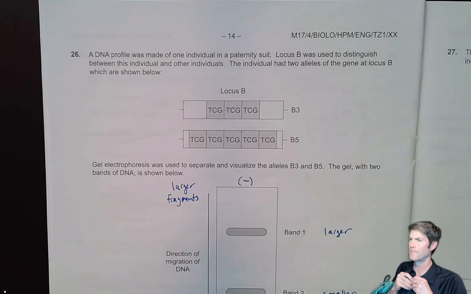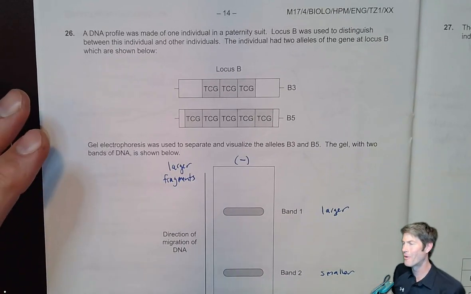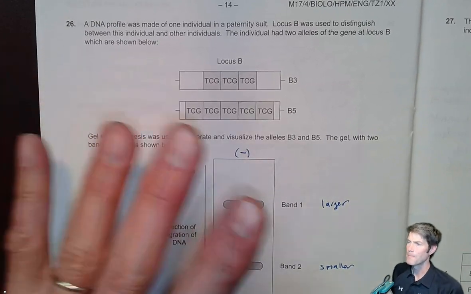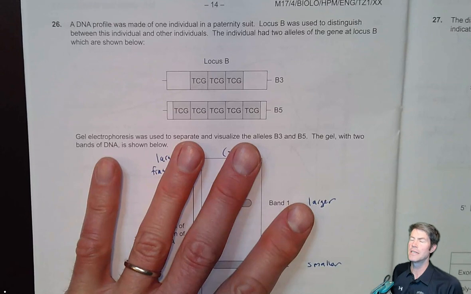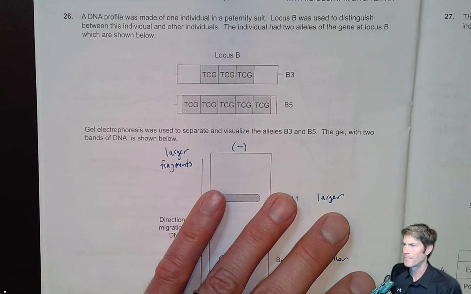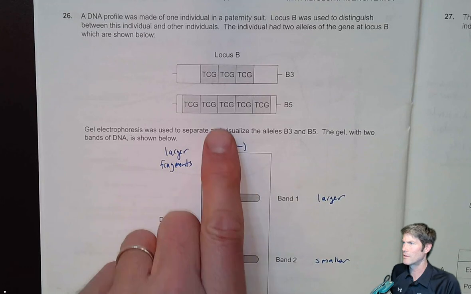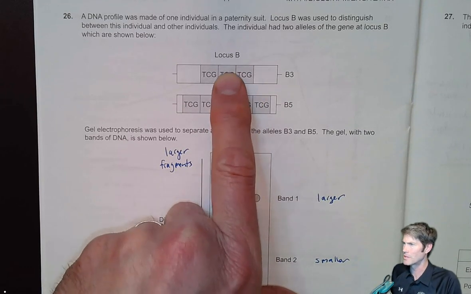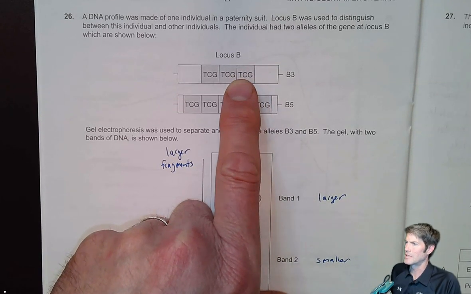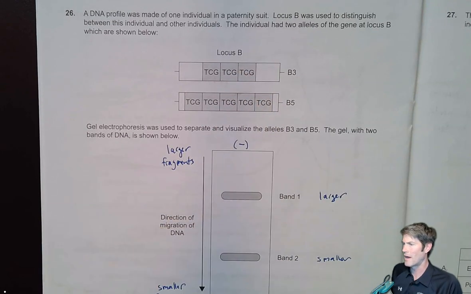All right, moving on to 26. So, paternity suit, right? We want to know who the dad is. So what they'll do is look at different alleles, different gene fragments that tend to be different between individuals, so that those differences can be picked up and a paternity can be established. So they look at one locus, which is one certain gene, and there's two alleles. And you can see there's this 3 codon allele, and then this allele has 5 codons.